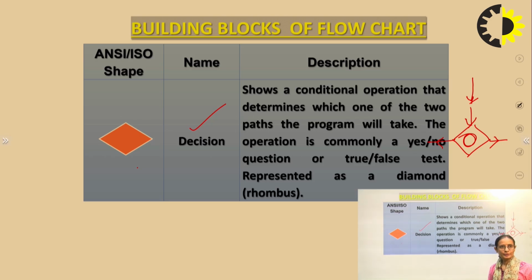So it shows a conditional operation that determines which one of the two paths the program will take. The outcome is commonly yes or no, or true or false, and it is represented as a diamond symbol. So we could say if this condition is true, we will move in this direction. If the condition is false, then we will move in that direction.